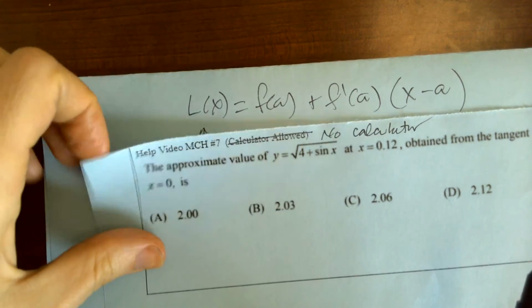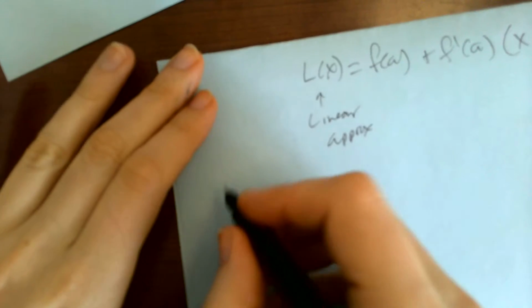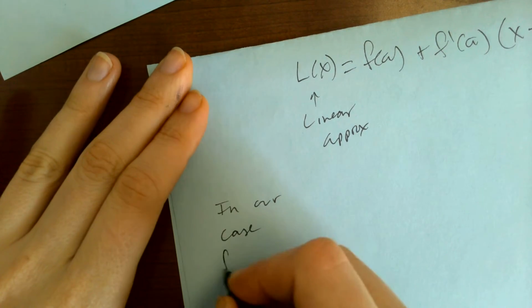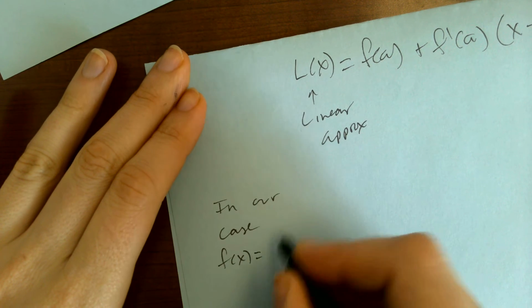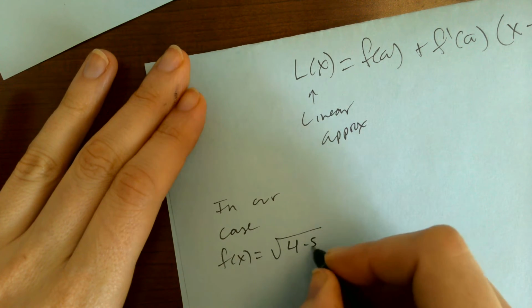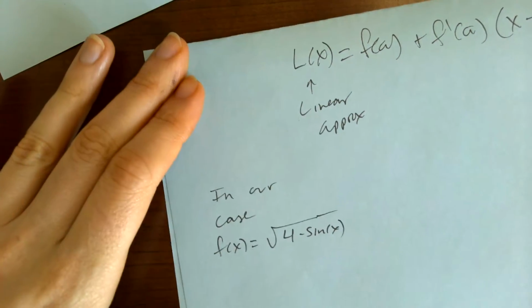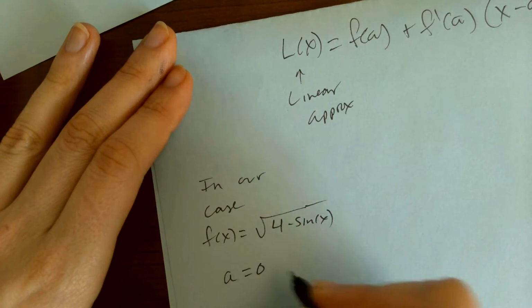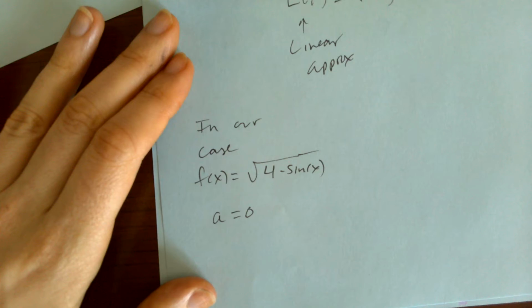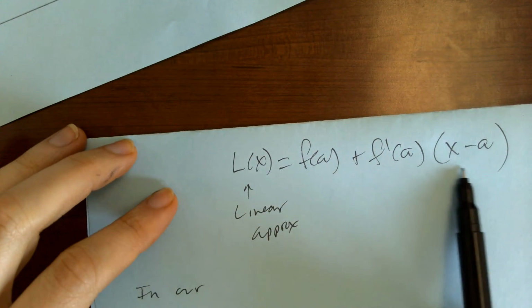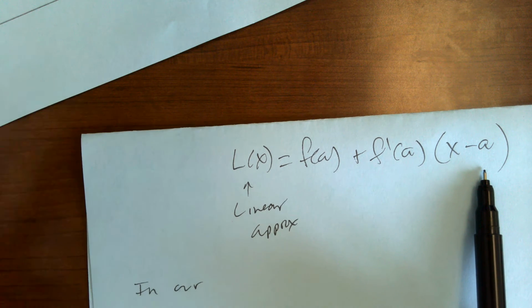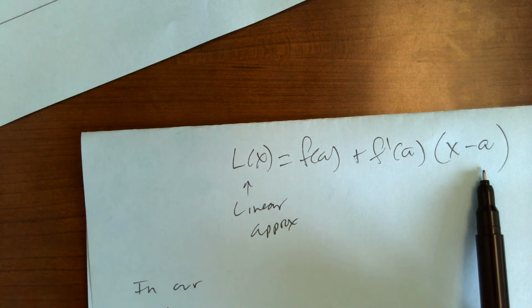So, okay, I'll say in our case, f of x is radical 4 minus sine of x. All right. And a is 0. Okay. So we have to find this linear approximation function, which is basically just the tangent line.